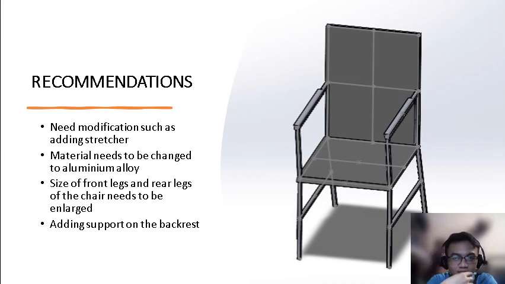Besides, the chair material also needs to be changed to aluminum alloy, because aluminum alloy is the best choice for the chair's material due to its lightweight and strong material properties. And then the size of the front legs and rear legs of the chair needs to be enlarged, so that it can enhance the stability of the chair.